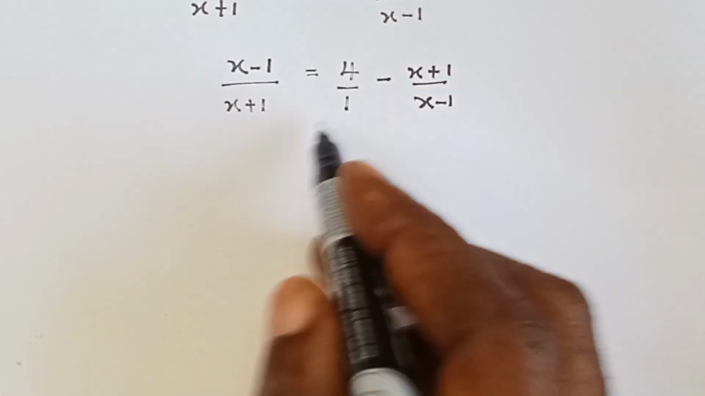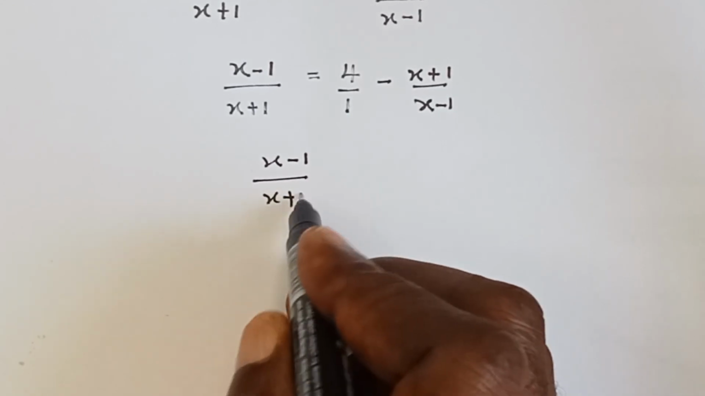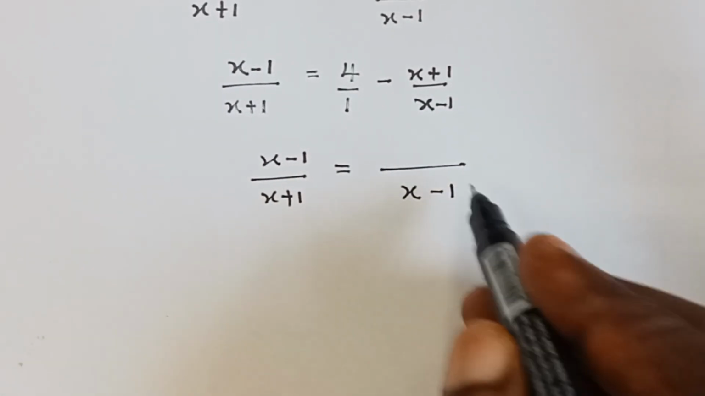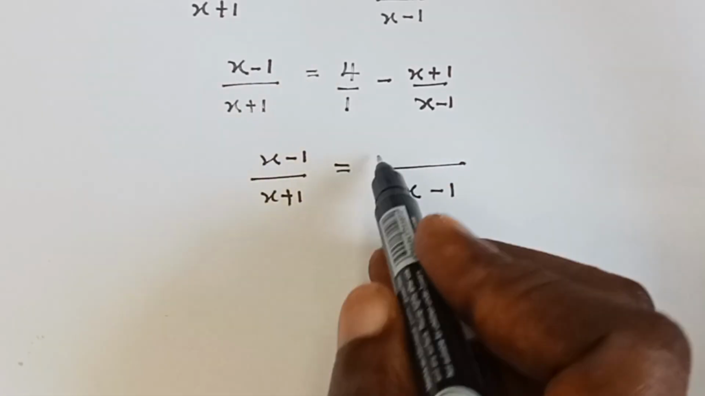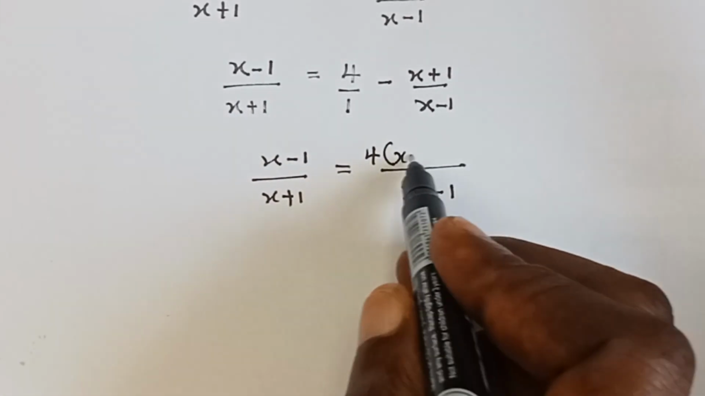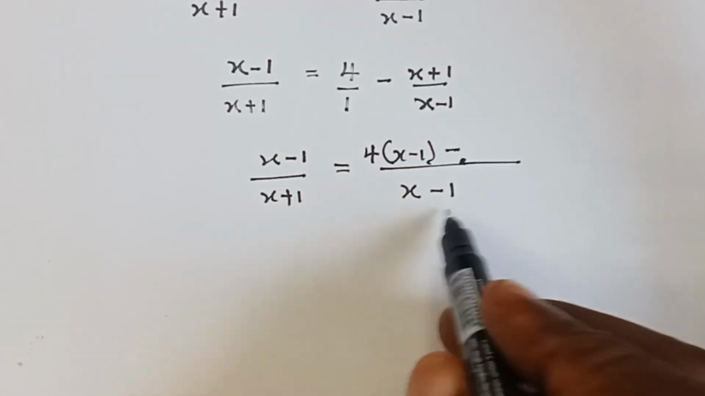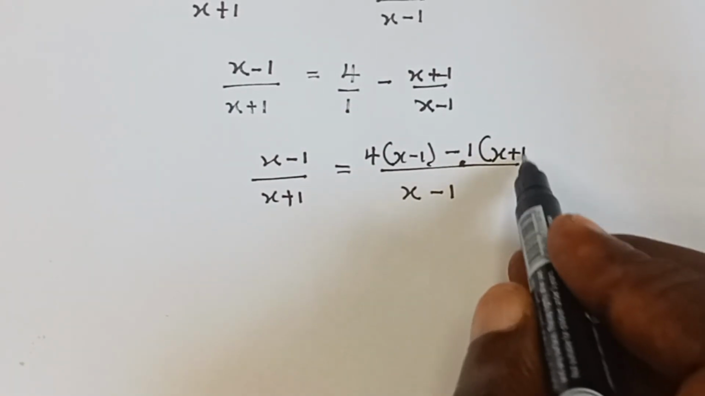Okay, so from here we can find the LCM. Alright, so let's find the LCM of this. So we have (x minus 1) over (x plus 1) equals, the LCM is x minus 1. Alright, so how many 1 can we see? We see x minus 1. Multiply by this 4. That will be 4(x minus 1) minus, how many (x minus 1) can we see? It is 1. Multiply by (x plus 1).